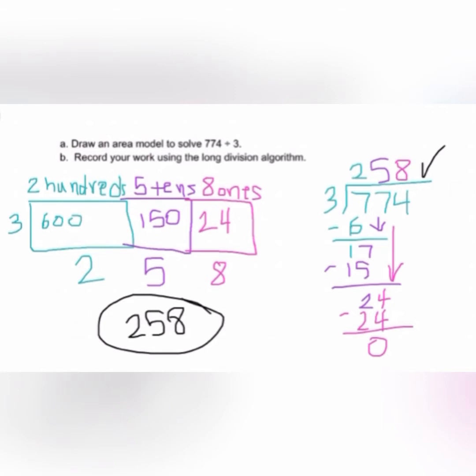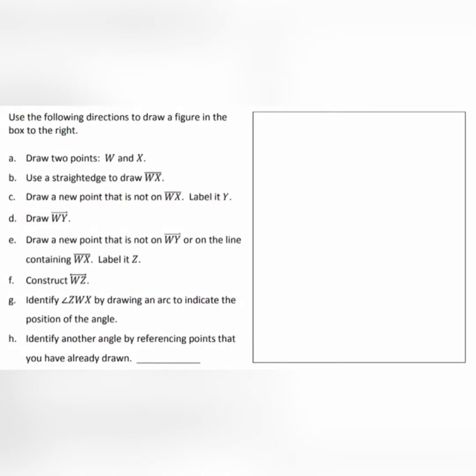Okay, let's get started. This problem tells us to use the following directions to draw a figure in the box to the right. Our first step is letter A, draw 2 points, W and X. So when it says to draw 2 points, it just means to put 2 dots. So I'll do one over here for W, and I'll do one over here for X. And those are 2 points. So I did my first step. I'll just check it off.